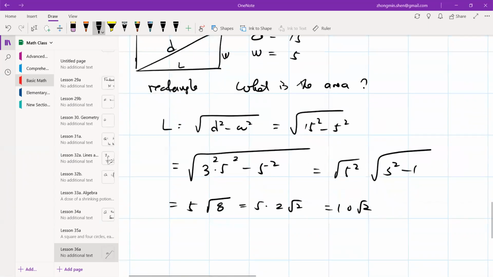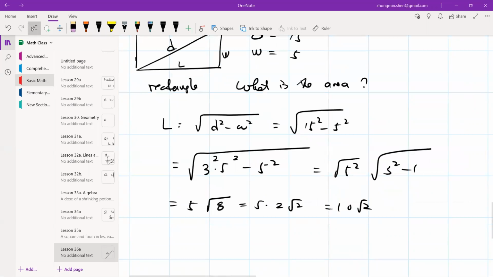Once you get the length, then you can get the area. Area is going to be length times W. 10 square root of 2 times W is 5, so 50 square root of 2. Great job. Okay. So, Louis, did you estimate? But don't do that, okay? You have to get the exact value. Don't need to replace square root of 2 by 1.14. Okay, I need the equality, not an estimate. So square root of 2 is a perfect number in the answer.